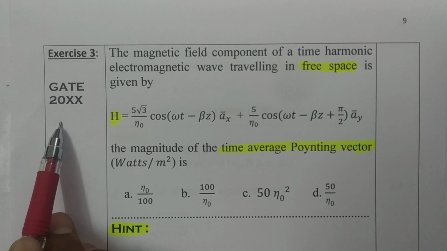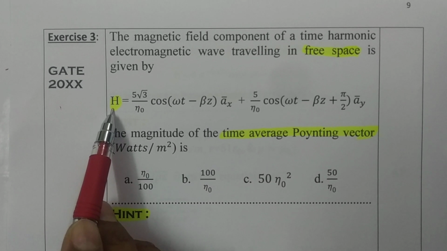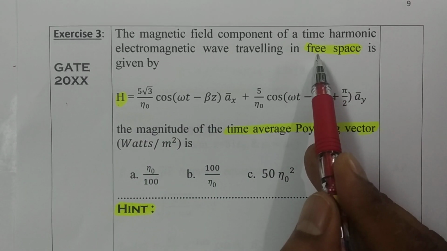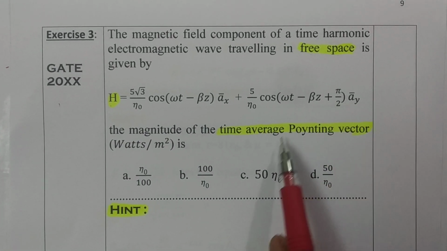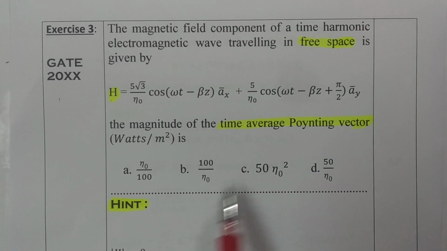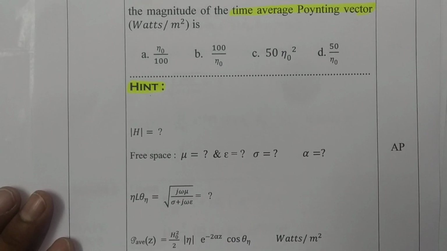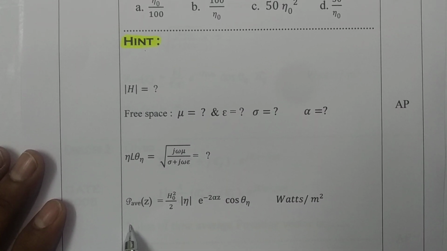Exercise 3. Previous GATE problem. Here the magnetic field component is given. The medium is free space. Determine time average Poynting vector. Dear students, follow the hint and solve the problem.